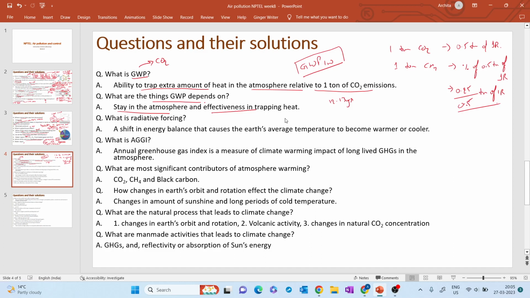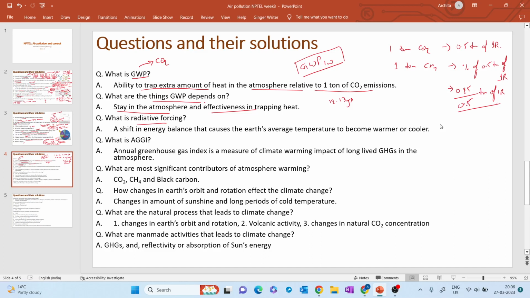Now with global warming potential, another term is radiative forcing. If you would have seen that IPCC report, there was a plot in the lecture which shows how much a particular pollutant can absorb or scatter. The more it absorbs, the more it warms; the higher reflectivity or scattering it has, the more cooling it will cause.